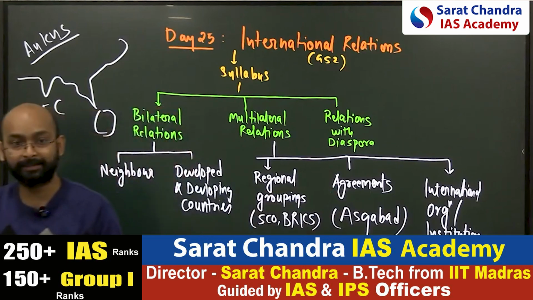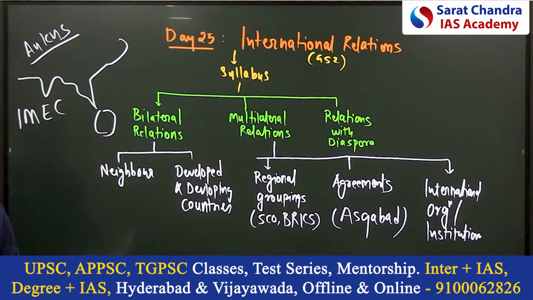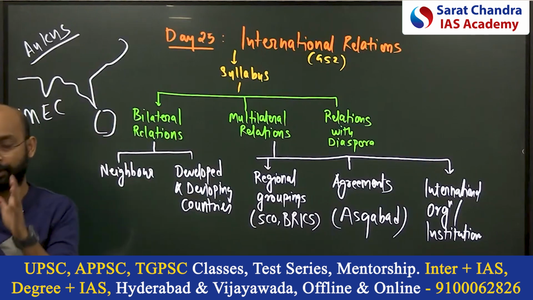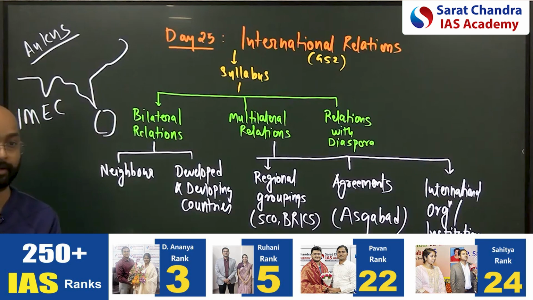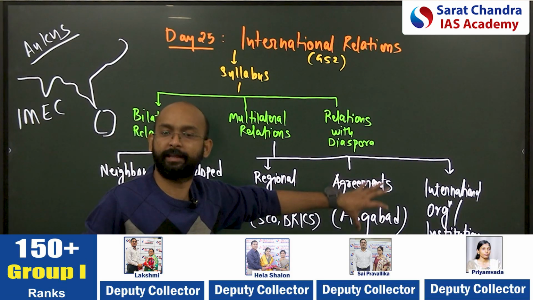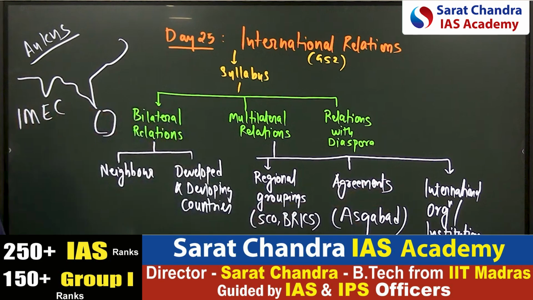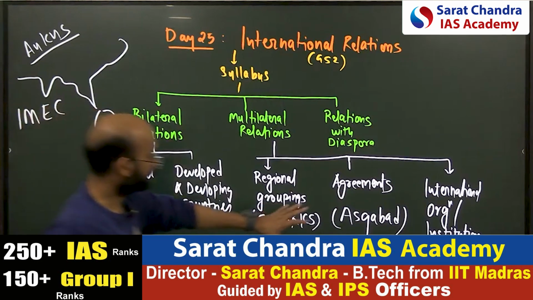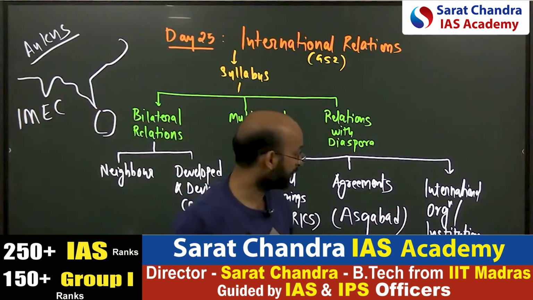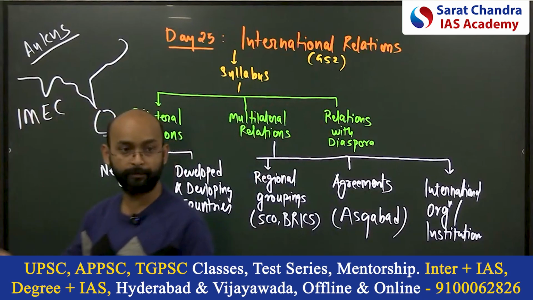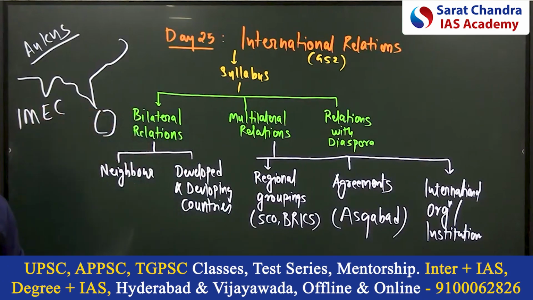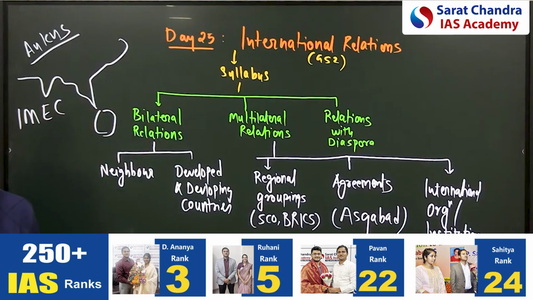There was a Solar Alliance agreement. They asked about one nation, one world, one sun, one earth, something like that, right? So the point here is that if any significant agreement is there where India is involved or India's interest is involved, a question can be asked. Then comes the international organizations like the WTO, IMF, World Bank. These international organizations, they can ask.